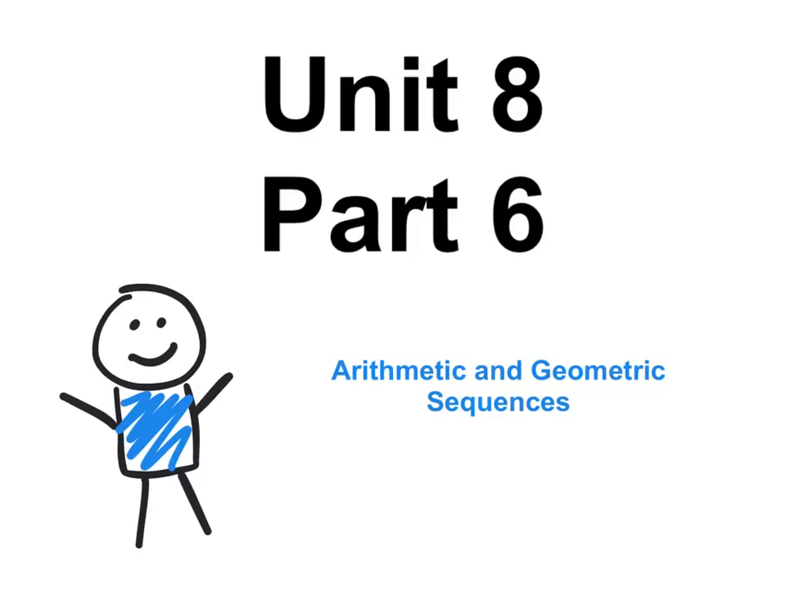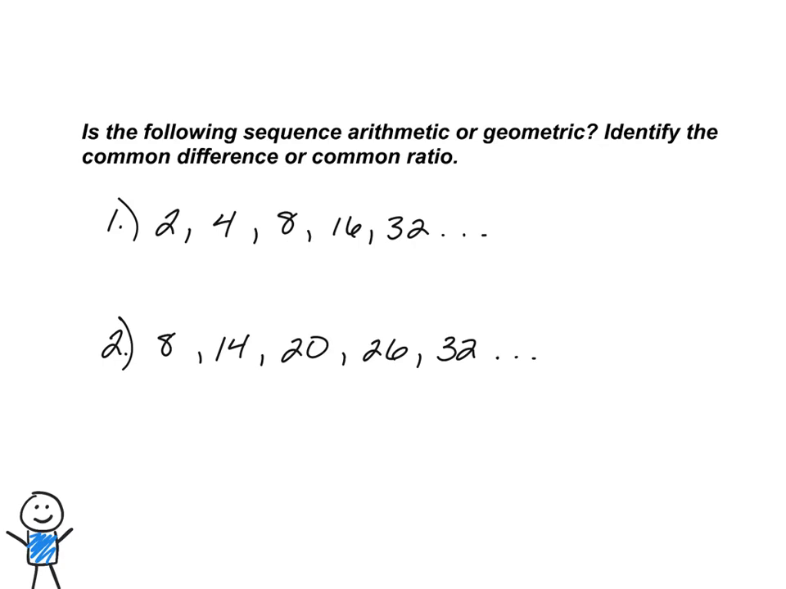My name is Mr. Bell and we're going to talk about arithmetic and geometric sequences today. In these two examples it says, is the following sequence arithmetic or geometric? Then identify the common difference or common ratio. And that kind of answers the question for us, what are arithmetic and geometric sequences?